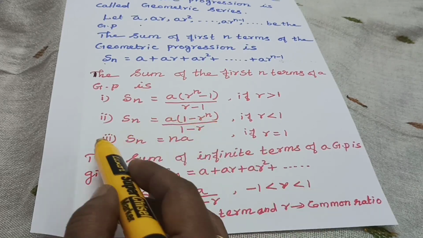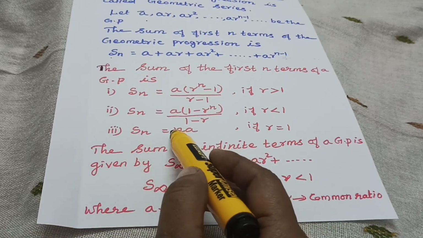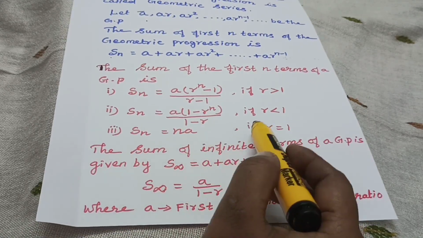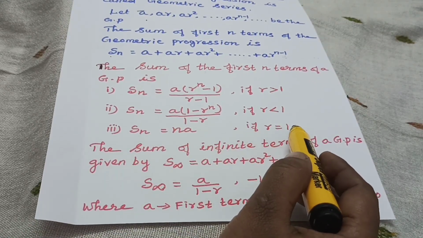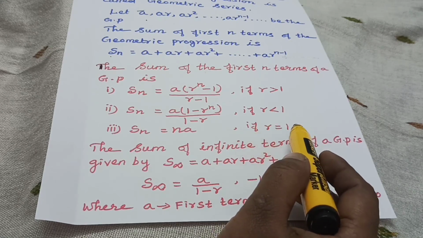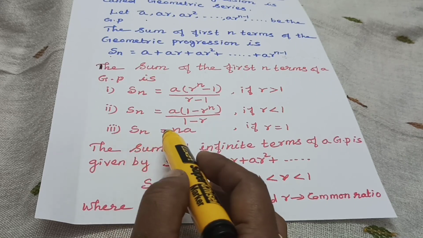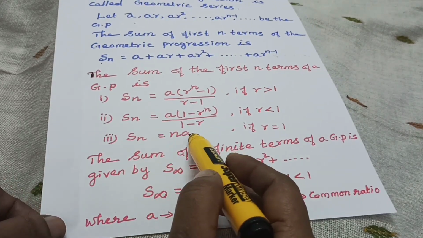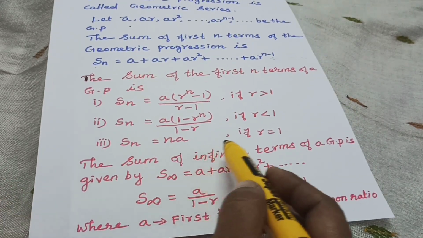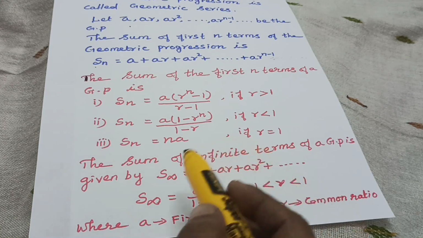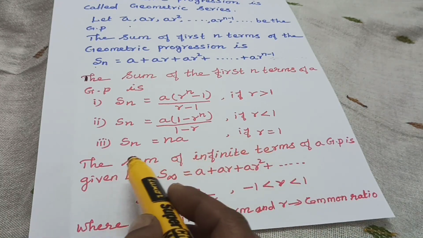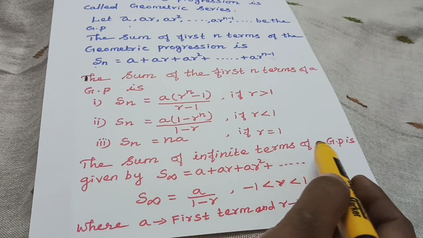Then third one, Sn is equal to na. If r is equal to 1, which formula do we have to use? Sn is equal to na. Correct? Then next one, the sum of the infinite terms of GP.